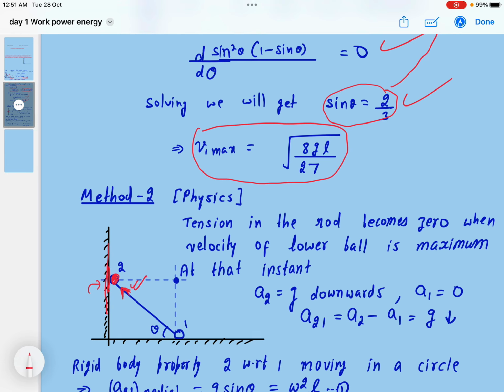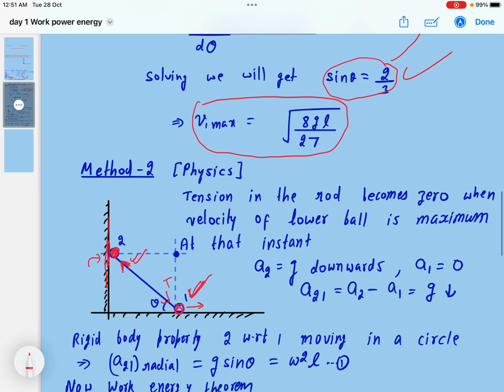So when this tension is 0, at this point also tension is 0, it means its horizontal acceleration will become 0. So velocity of point 1 is increasing just because of horizontal acceleration. So when horizontal acceleration is 0, it means at that point velocity of 1 also should be maximum. Okay. So that is the physics part, the brainstorming angle.